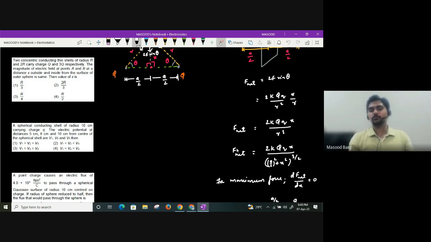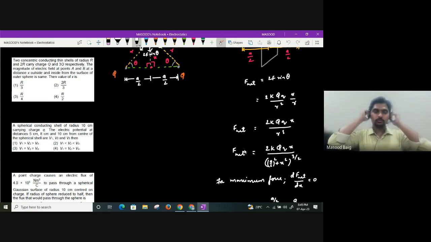Suppose they are asking to find the maximum force. I'll find the value of x, which I'll obtain by taking the first derivative and equating it to 0, and I'll substitute it in the force equation in order to get the maximum force. How do we know whether it is minimum or maximum? We would do the second derivative, but there is no need for it right now. Okay, sir.